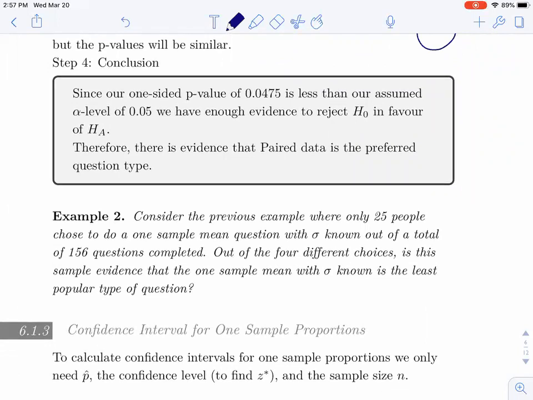We can draw our conclusion. Since our one-sided p-value of 0.0475 is less than our assumed alpha level of 0.05, this all should sound very familiar now. We have enough evidence to reject H0 in favor of Ha. Therefore, there is evidence that paired data is the preferred question type, but technically all I can say is the most commonly chosen question, something like that. I don't know if it was your preferred type, I'm just assuming. Any questions?